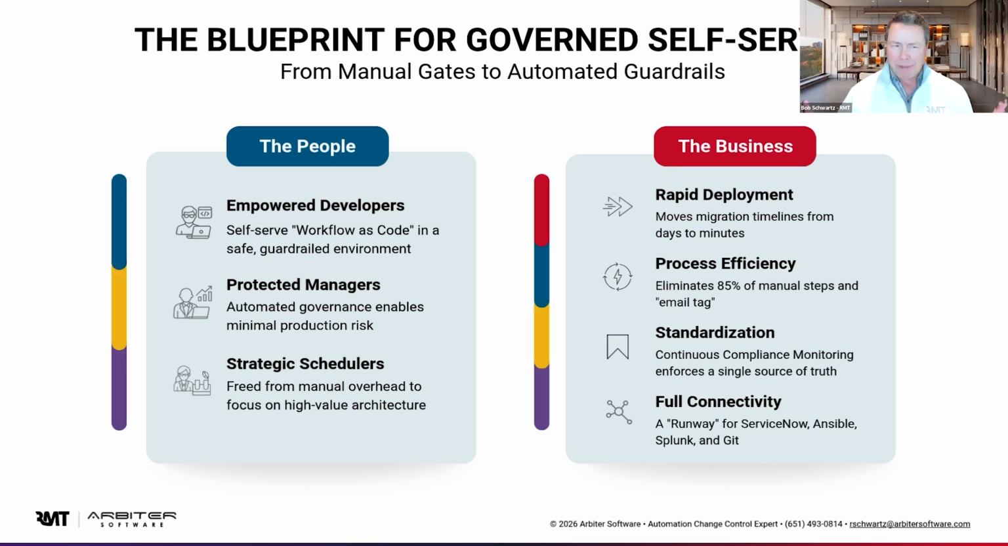We have full connectivity, meaning integration. Runway for integrations on ServiceNow, Ansible, Splunk, Git. We have a lot of folks that integrate with ServiceNow. We can integrate with Git, so with GitHub, you can basically do migrations with AutoSys and your code at the same time.